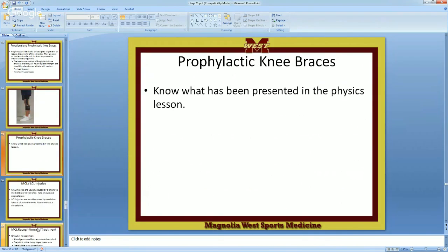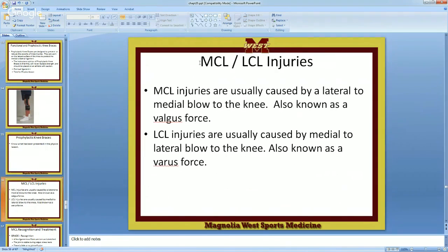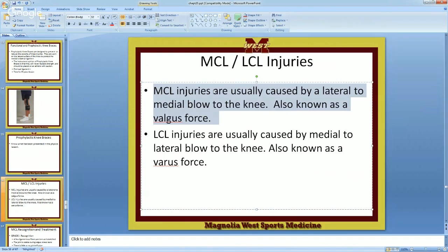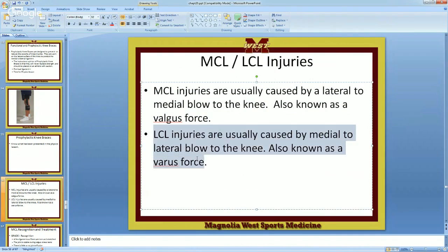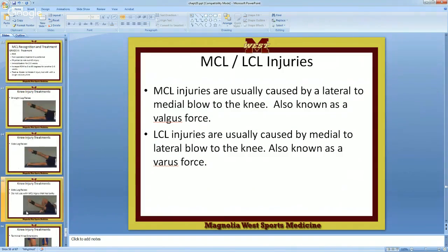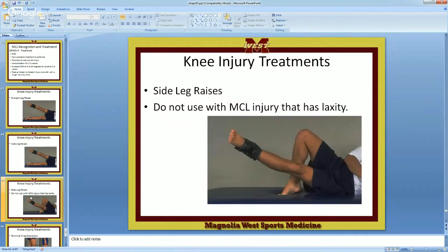56 is your slide, which is MCL and LCL injuries. Know which direction the force is coming from. The medial is caused by a lateral to medial blow to the knee, and the lateral collateral is a medial to lateral blow. Both of those you will see on your test. 65. When you see this here, is that good to be using for an MCL for side leg raises, or is it not?